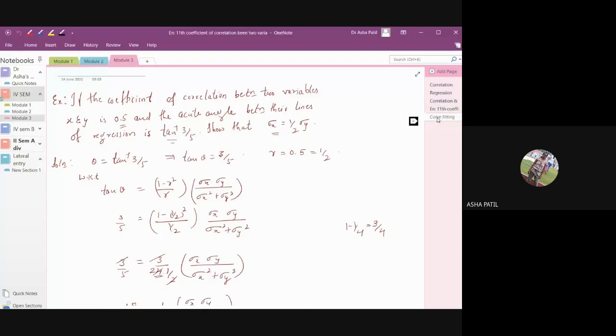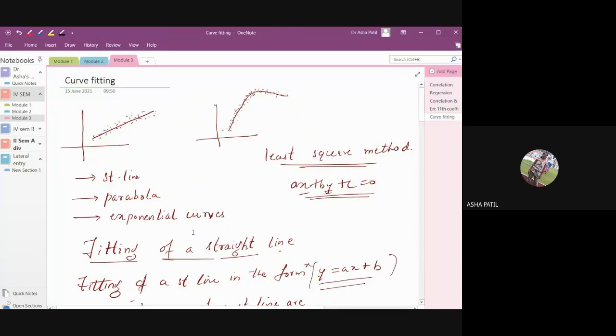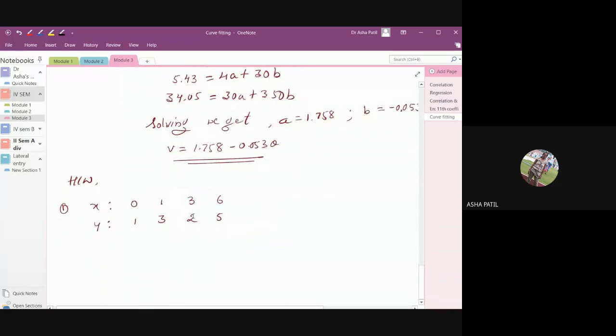Examples on curve fitting. Okay, this one is one example. The x values are 1, 2, 3, 4, 5, and the values of y are 14, 27, 40, 55, 68.